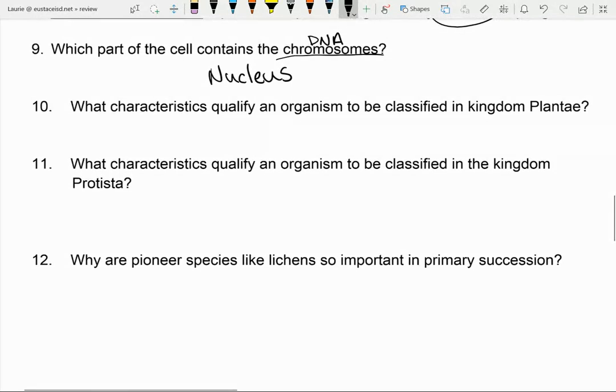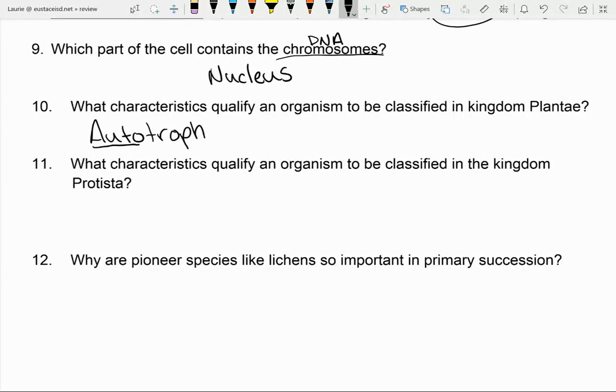Next, it says what characteristics qualify an organism to be classified in Kingdom Plantae. Now, there are many different characteristics that this kingdom has, but what makes it stand apart from the other kingdoms? Definitely because they are autotrophic. Remember, an autotroph, auto meaning that it makes its own food, right? We're thinking photosynthesis, taking in the sun's energy and producing glucose. Okay, so they are definitely autotrophic.